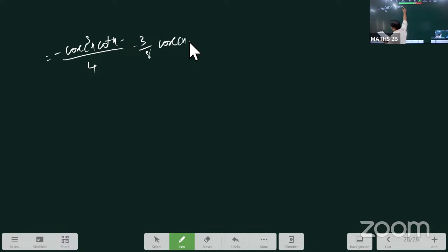Write down that is minus cosecant cube x cot x divided by 4 minus 3 by 8 cosecant x cot x plus 3 by 8 log mod.